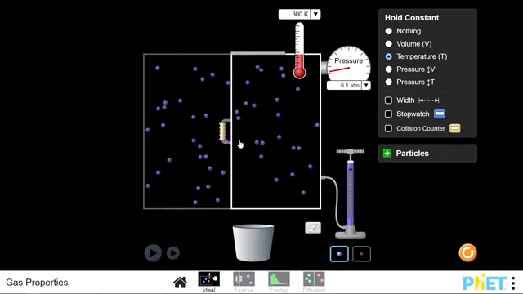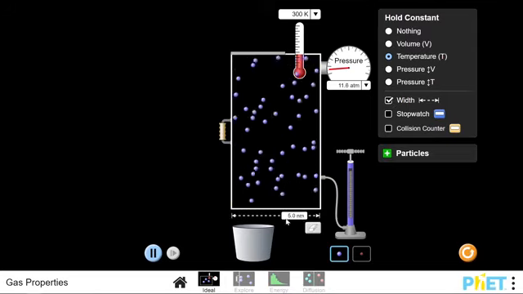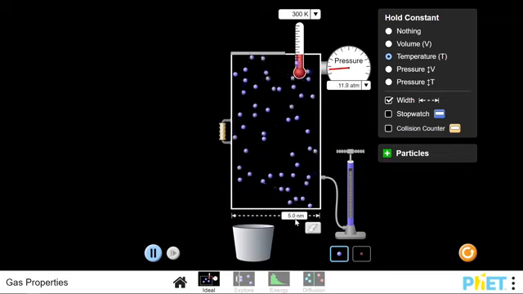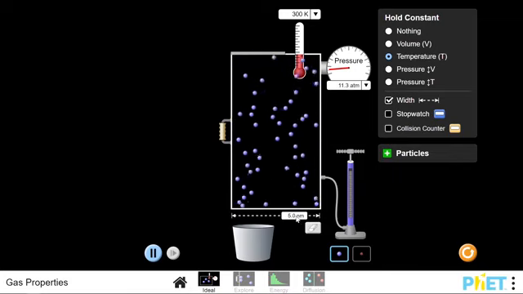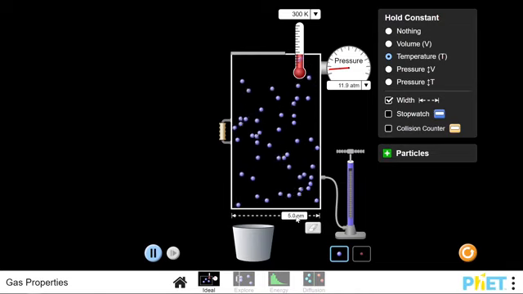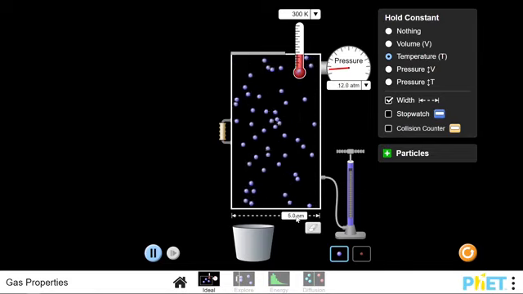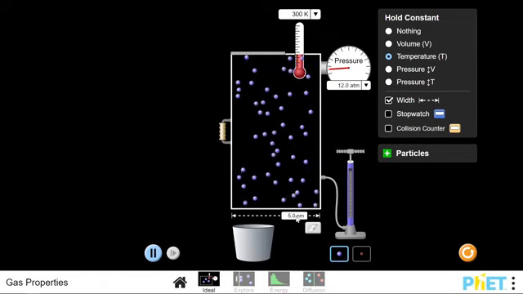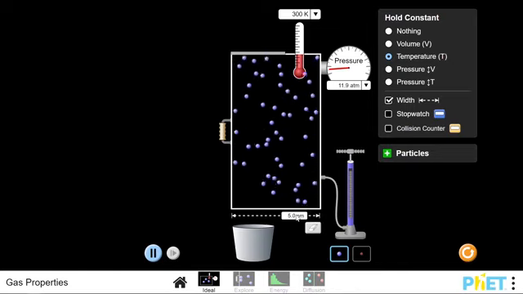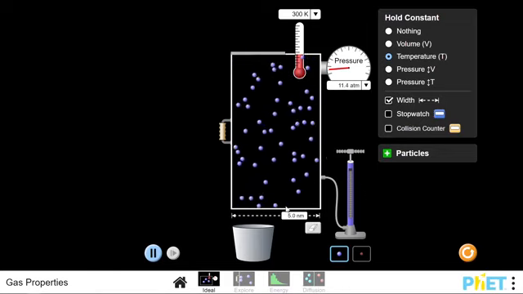I'm going to move my container and measure the width. So this is actually a cube, so if you double this, you're doubling the volume. Okay, so here we have a width or a volume basically of 5, and our pressure looks like it's probably just a little less than 12, so maybe 11.8. So what do you think is going to happen to the pressure if I increase the volume of the container?